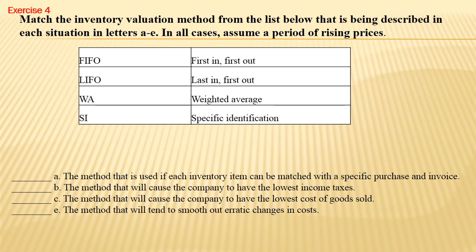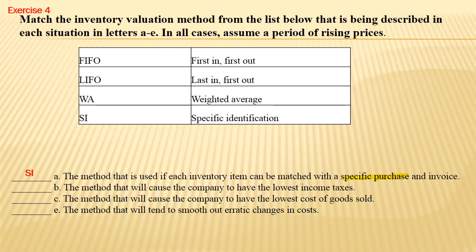And we have here in the table FIFO, first in, first out, LIFO, last in, first out, weighted average, and specific identification. These are the four inventory costing methods that we have taken in this tutorial. Okay, the first one, the method that is used if each inventory item can be matched with the specific purchase and invoice. We have here a keyword, specific purchase. So it's going to be specific identification.